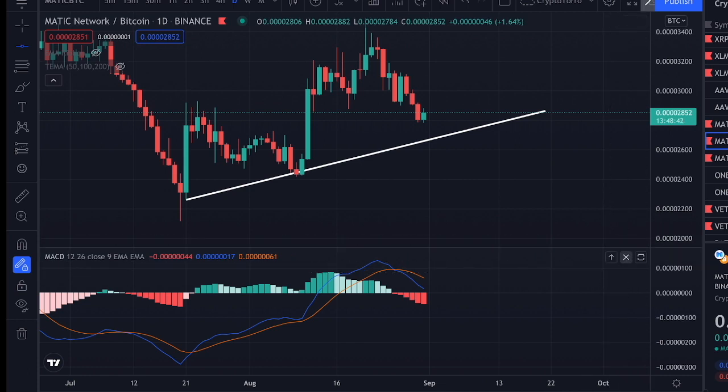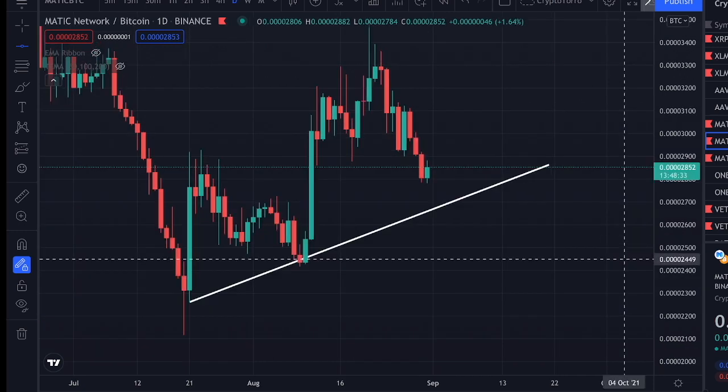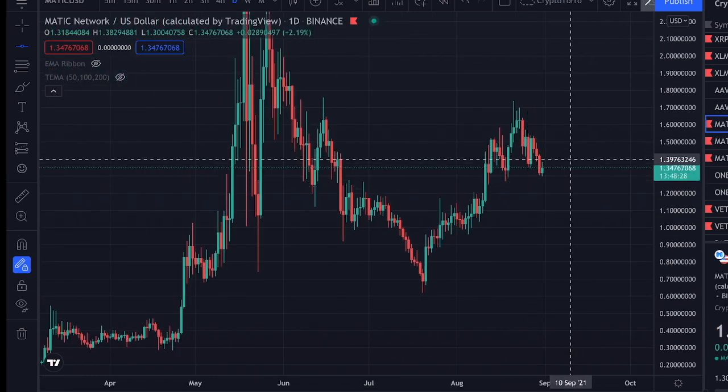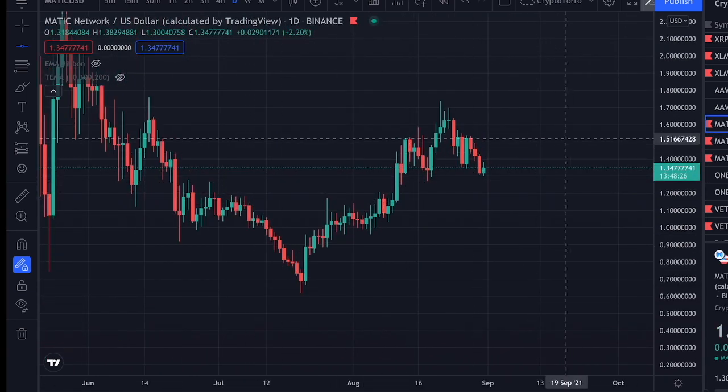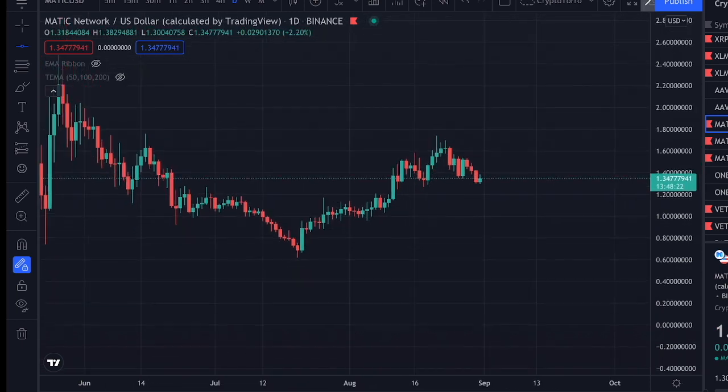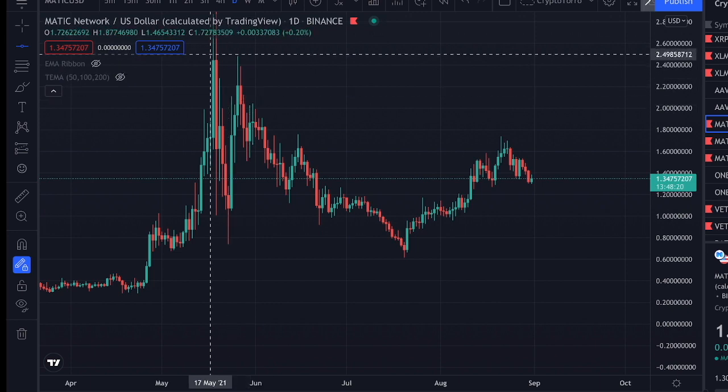So I would like to go a little bit further towards the MATIC compared to USD chart to show you a little bit more about the price action during the upcoming days. So let's take a look at the MATIC compared to USD chart. Firstly, what I would like to show you is for sure this uptrend. We have seen clearly a momentum change. We saw clearly a trend reversal getting started.